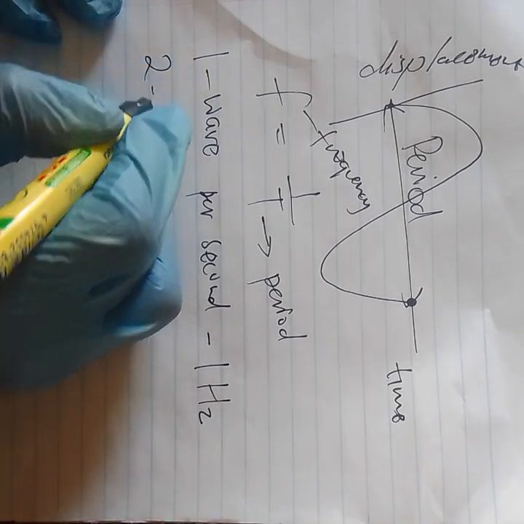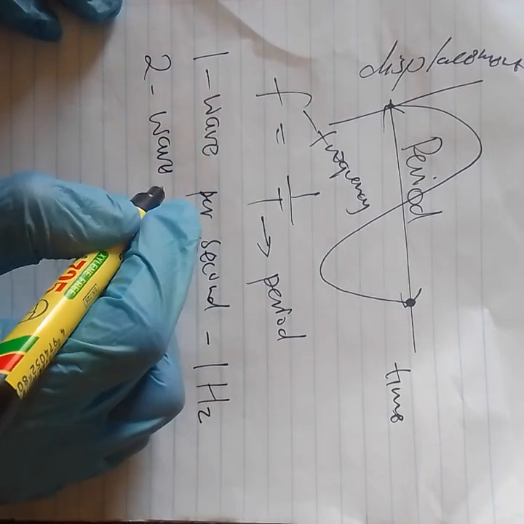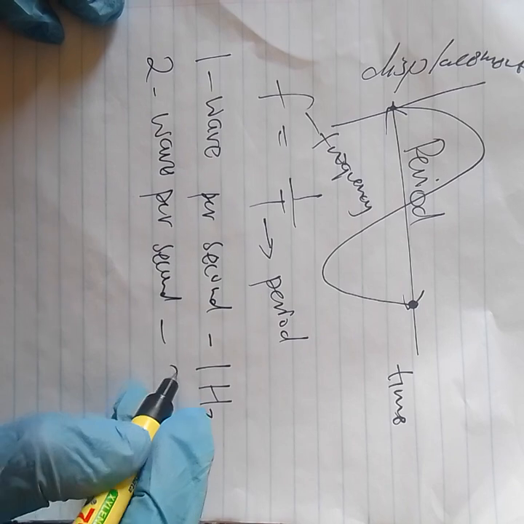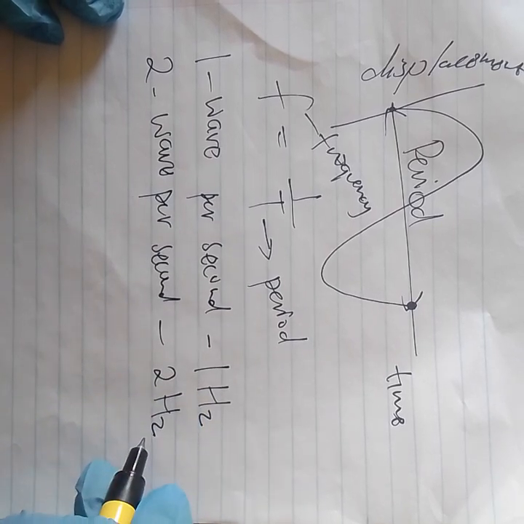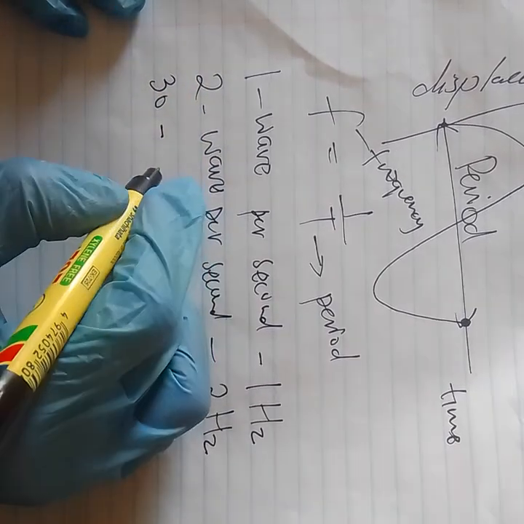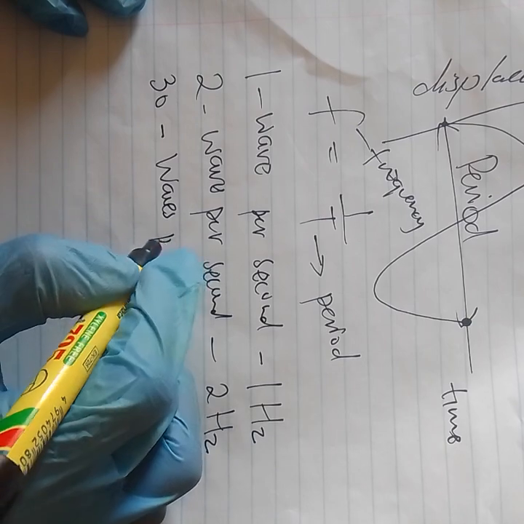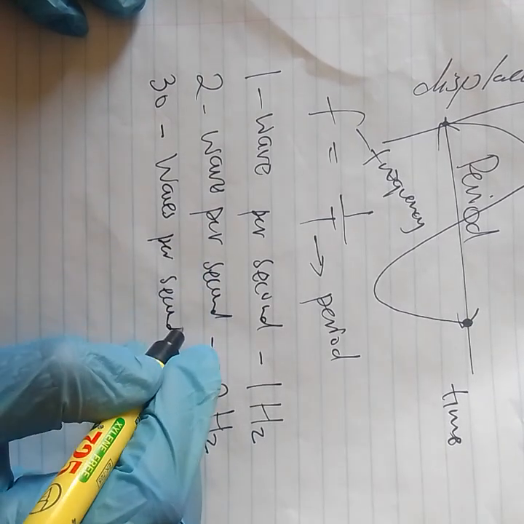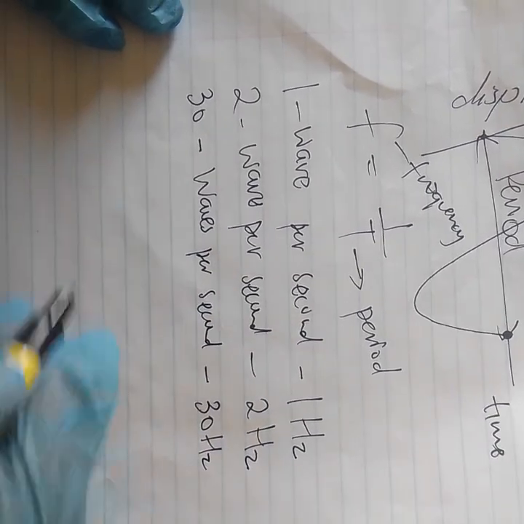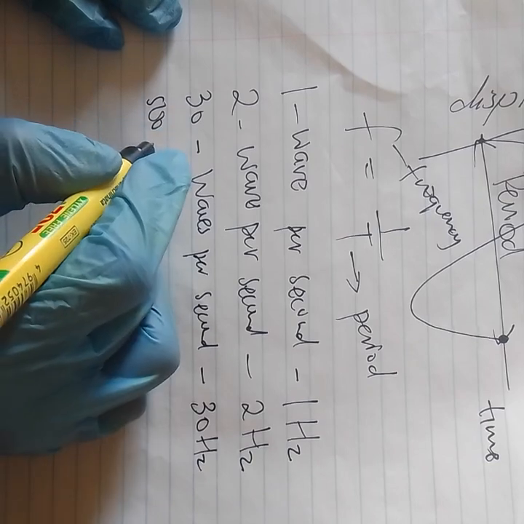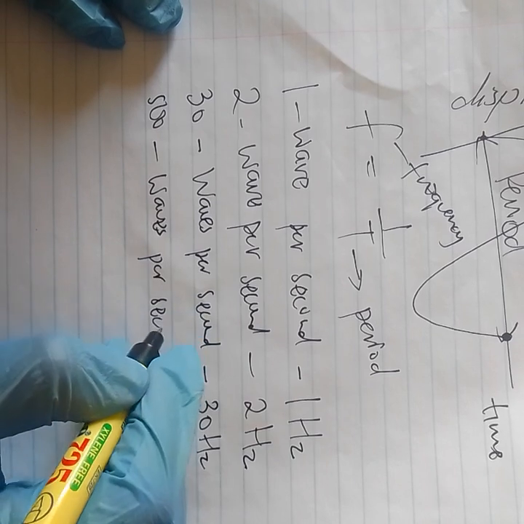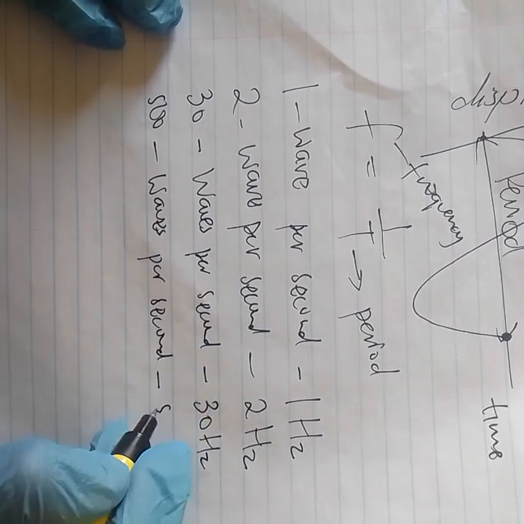If we have 2 waves passing per second, then we say we have 2 hertz. If we have 30 waves passing per second, then we say we have 30 hertz. If we have 500 waves passing per second, then we say we have 500 hertz.